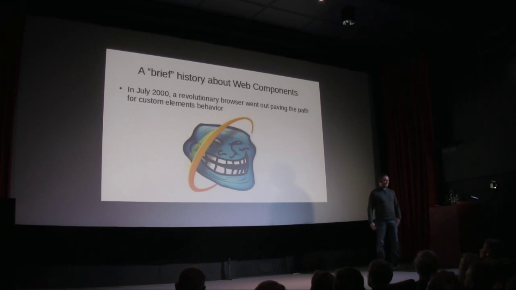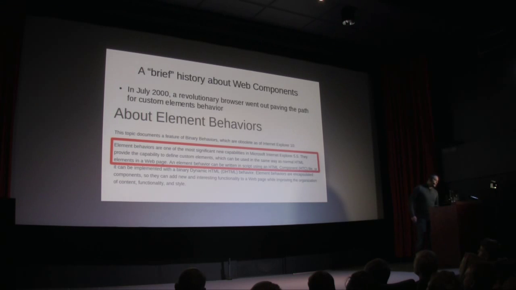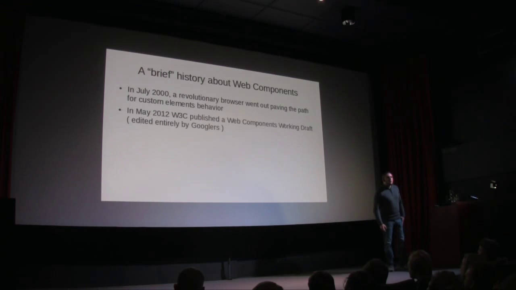There he goes. Awesome. So element behaviors came out with Internet Explorer 5. I'm going to read this. I didn't learn the full thing, but one of the most significant new capabilities, this was the year 2000, they provide the capability to define custom elements which can be used in the same way as normal HTML elements in a web page, and then you can define a behavior for each custom element. It was pretty cool stuff.